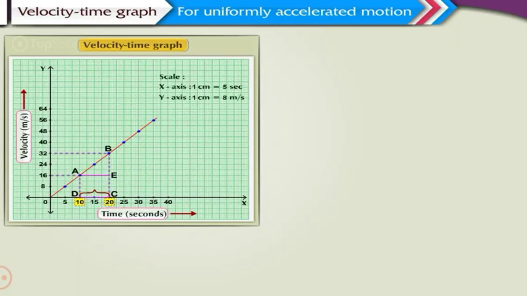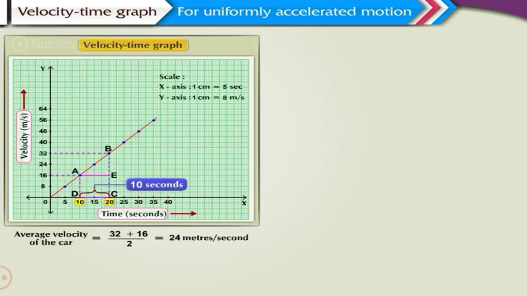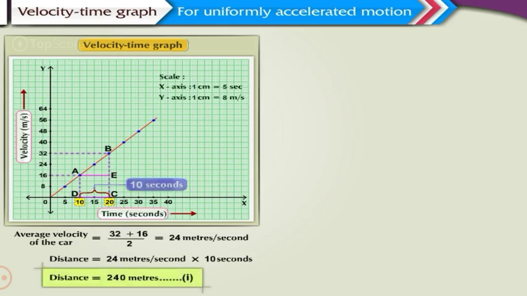From the graph, it is seen that the average velocity of the car is (32 + 16) divided by 2, equals 24 meters per second. Multiplying this by the time interval, that is 10 seconds, gives us the distance covered by the car. The distance covered equals 24 meters per second times 10 seconds equals 240 meters. Equation 1.